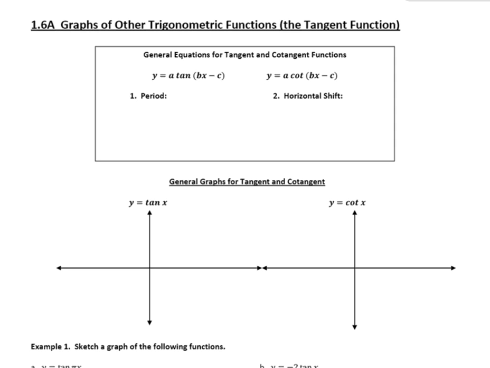We're going to take a look at graphs of other trig functions in 1.6, starting here with the tangent function. So 1.6a is tangent and cotangent. Here are the general equations of a cotangent and tangent. Notice that all we're really doing is taking the sine and cosine out, and we're looking at a tangent graph instead of sines and cosines. But there are a few differences that happen here.